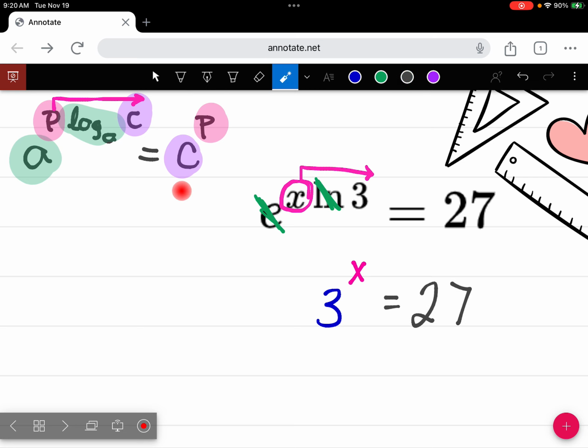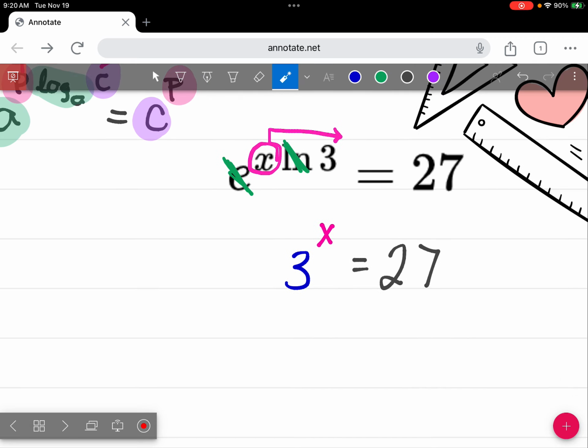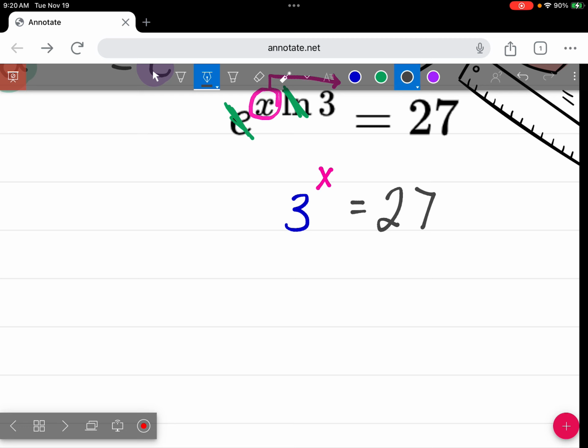So it's using this property that we had yesterday in that big old list of properties. And we're going to practice with that a few times before we move forward. Because it's weird and awkward and it feels like it comes at a very strange time. And I agree with that, but I mean, we get it. So 3 to the what is 27? 3 to the third. So our x has to equal 3.